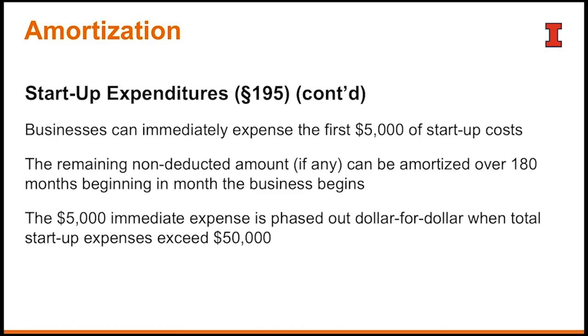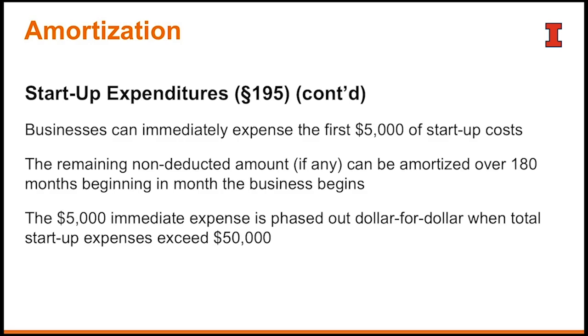Well, businesses can immediately expense the first $5,000 of startup expenses. Then any remaining amount over $5,000 that was spent for startup purposes can be amortized over 180 months beginning in the month the business begins operations. However, there's a wrinkle here.